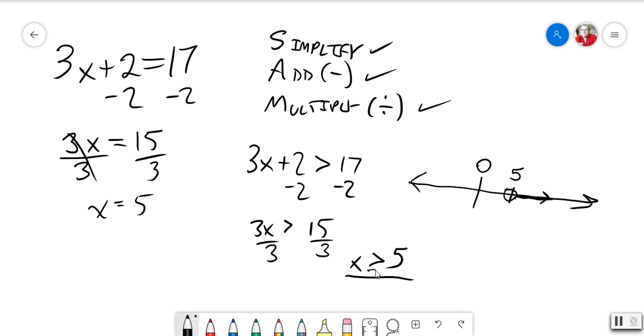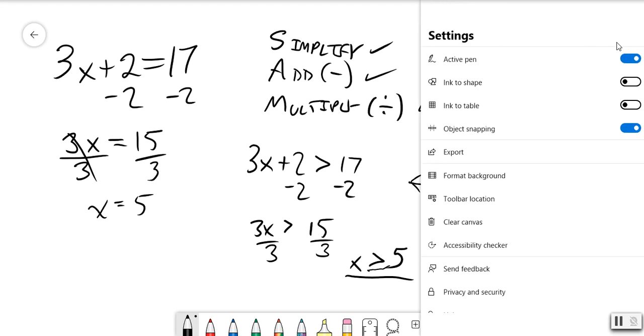If that would have been greater than or equal to, then I would have just darkened it in, because that means it's included. If that would have been less than, I would have drawn the same thing again, but it would go back this way, the same direction the inequality sign points. And if it would have been less than or equal to, it would be filled in. Now, easy as that. Two important things, though.